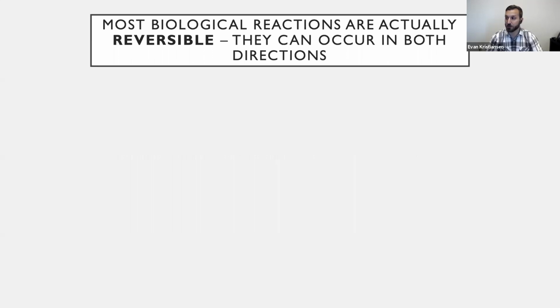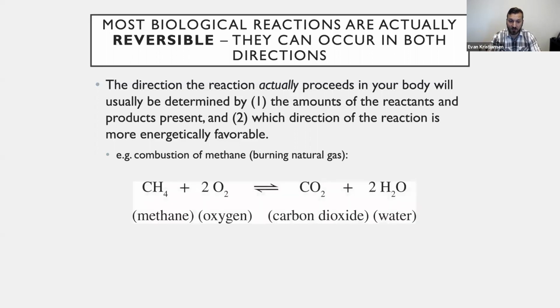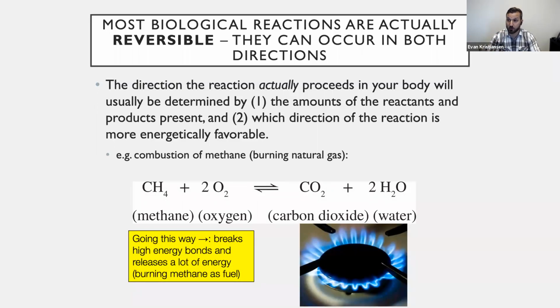Most of these biological reactions are reversible. That means that they can occur in both directions. The direction that the reaction actually goes will be determined by the amount of the reactant and the products present, and which direction the reaction is most energetically favorable in going. So for example, you can combust methane, you can burn natural gases, and this produces carbon dioxide and water. You can also produce methane and oxygen from carbon dioxide and water. It's just much more difficult to do.